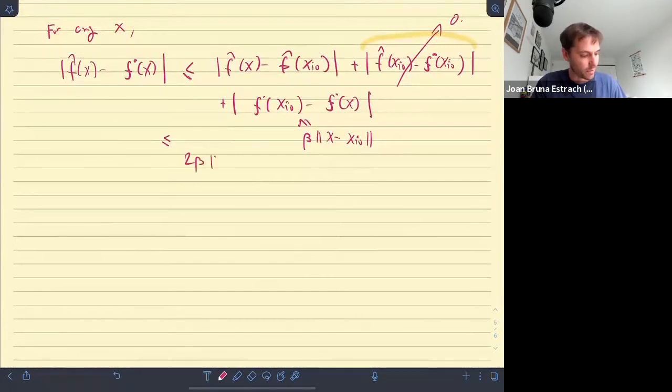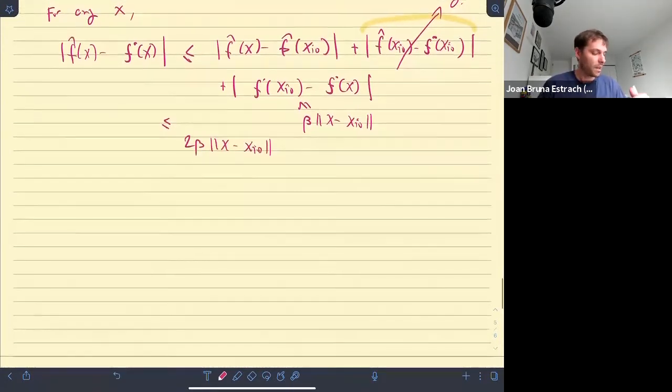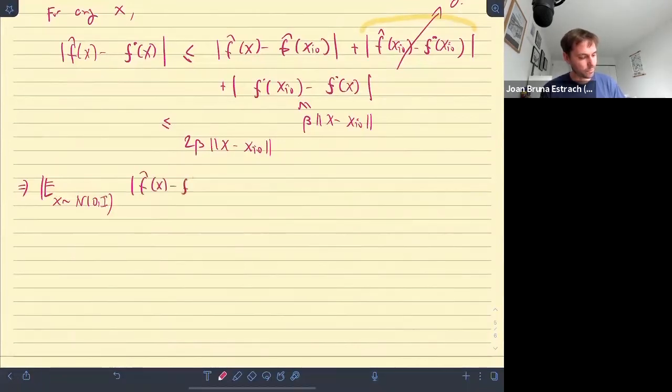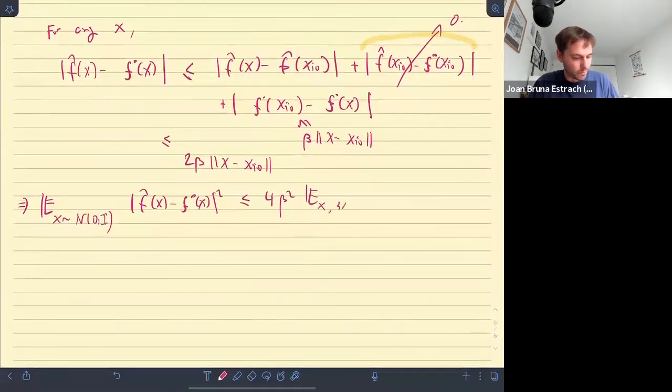So I have something here that is 2 times beta. And if I now look at the population error, this implies that if I take any point from my sample and look at this squared error, I can control that by 4 beta squared. And then this expectation, over x and of course over the sample, of this smallest distance that we have introduced here.